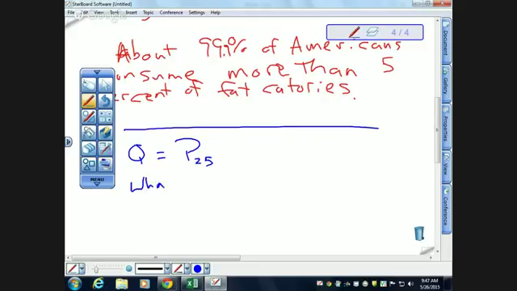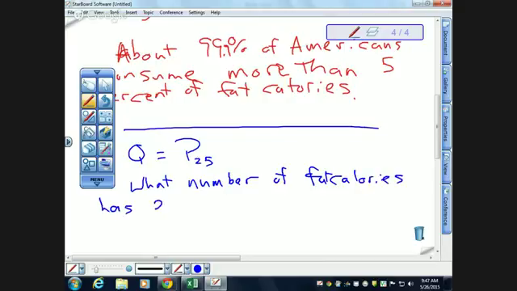So the question really could be stated as what number of fat calories has 25% of Americans below it. Or more specifically, it would be at or below. Okay, so we're going to figure that out now.